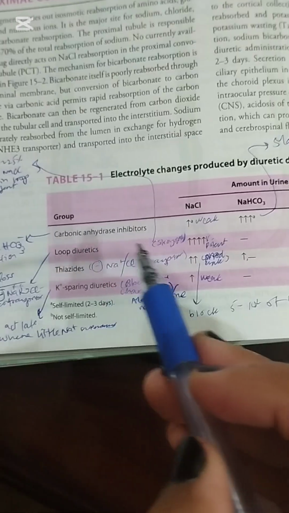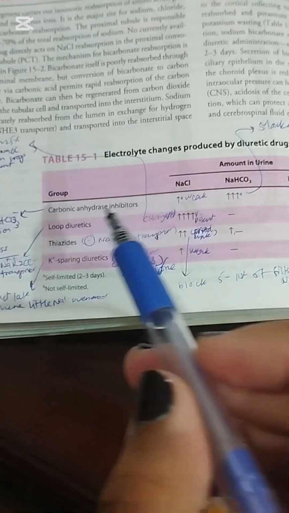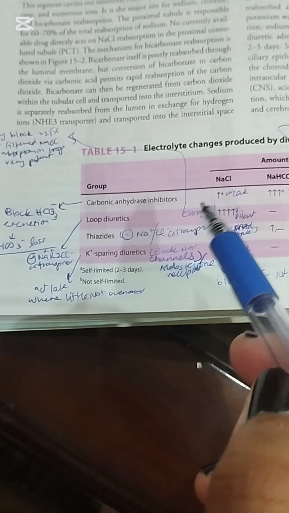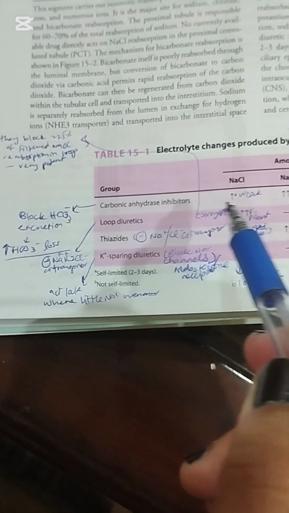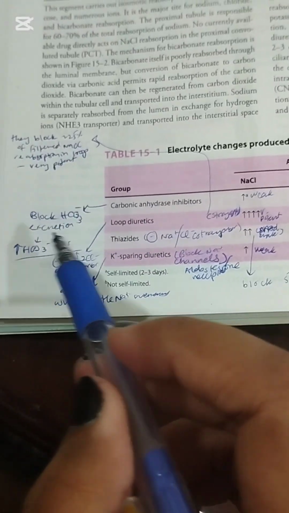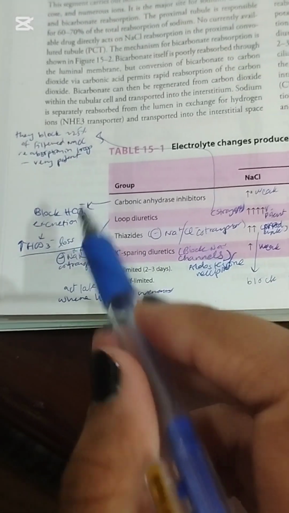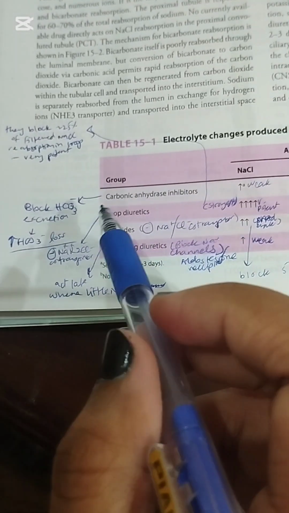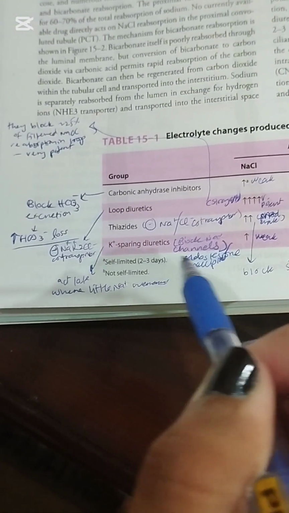So we have carbonic anhydrase inhibitors. And first of all, let's talk about the NaCl excretion in urine caused by these 4 classes of drugs. So carbonic anhydrase inhibitors are only going to cause a weak excretion of sodium chloride because they block sodium bicarbonate excretion, which leads to increased loss of bicarbonate. And this is going to be self-limited for 2 to 3 days.